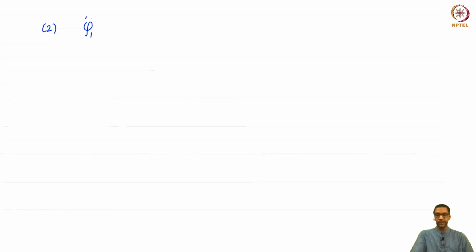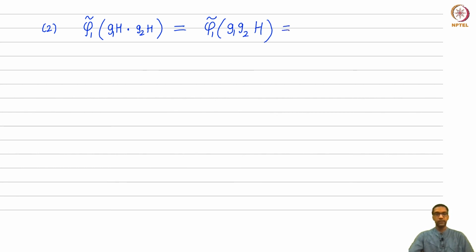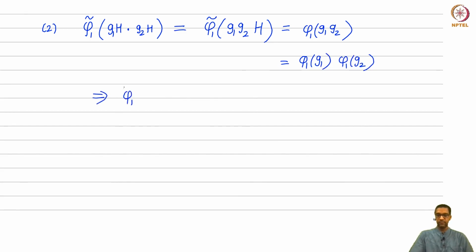So let's check phi 1 tilde. How do I check it's a group homomorphism? I take a product of two cosets. Well, the product of two cosets, if you remember, is just the same as the coset of g1g2, right? H is a normal subgroup, and this is how you define the product of two cosets. And now this by definition is just phi 1 of g1g2. But phi 1 was a homomorphism to start with, so this is phi 1 of g1 times phi 1 of g2. So this means that phi 1 tilde is a group homomorphism.